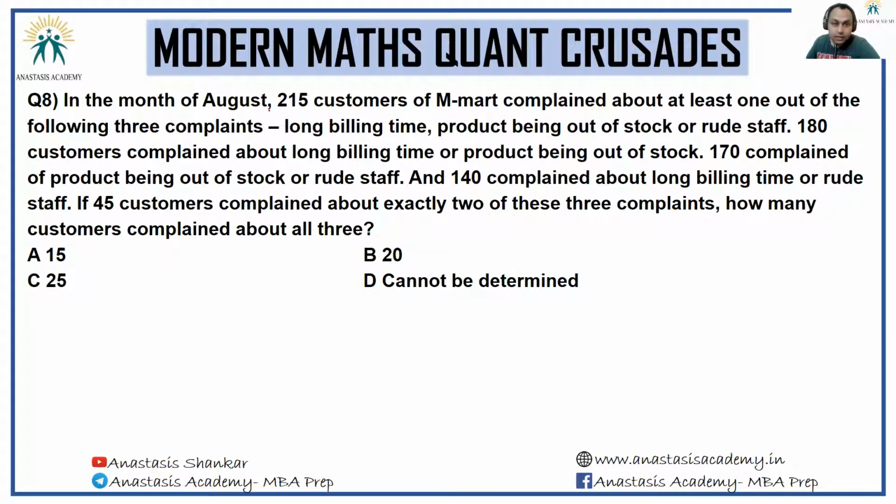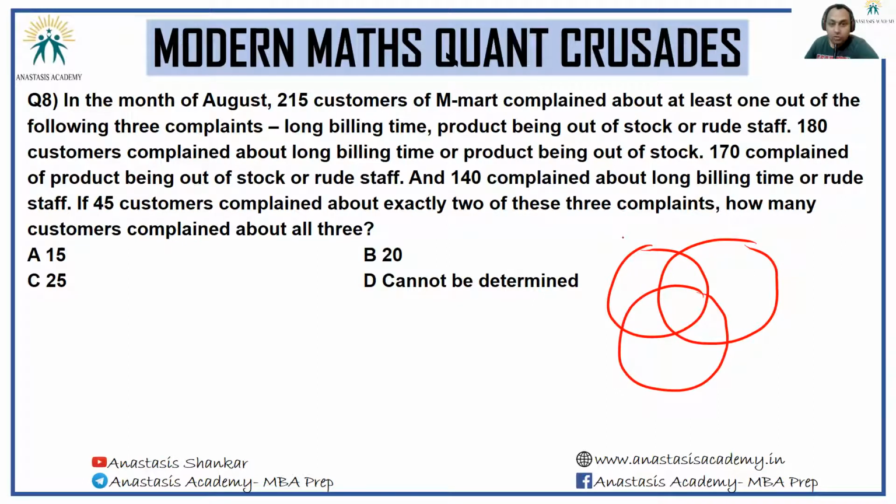Next, in the month of August, 215 customers of M-Mart complained about at least one out of the following 3 complaints: long billing time, product being out of stock, or rude staff. 180 customers complained about long billing time or product being out of stock. 170 complained of product being out of stock or rude staff. And 140 complained about long billing time or rude staff. Okay. So let's work with a Venn diagram.